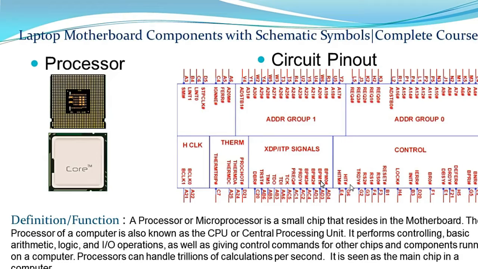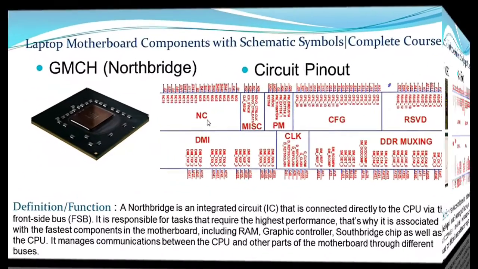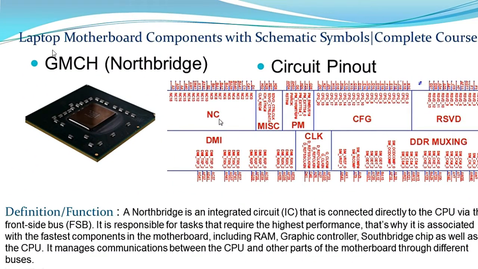Okay, so let's see right now the next component: the GMCH, or memory controller graphic hub. Sometimes we call it GMCH, sometimes NOT bridge. As you can see here, we're going to also discuss the circuit pinout, but let's see first the definition. So a NOT bridge is an integrated circuit. Always, IC means integrated circuit, that is connected directly to the CPU.